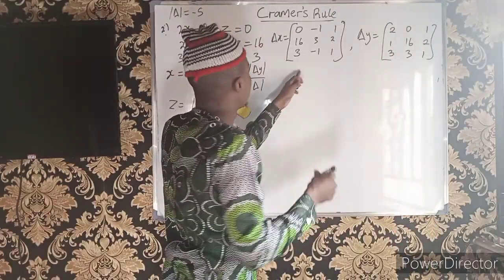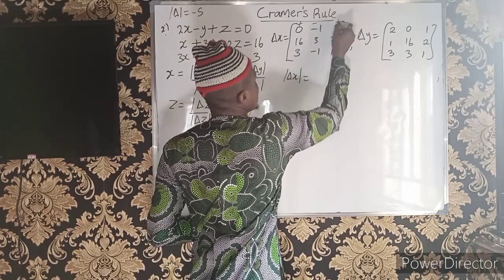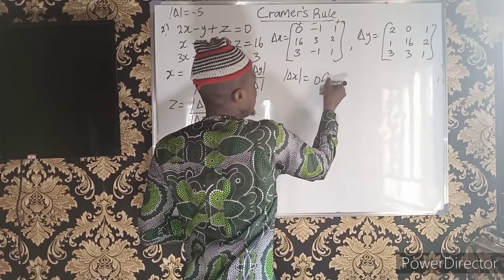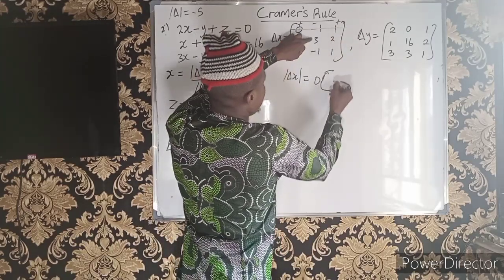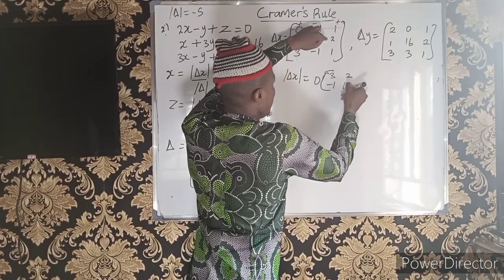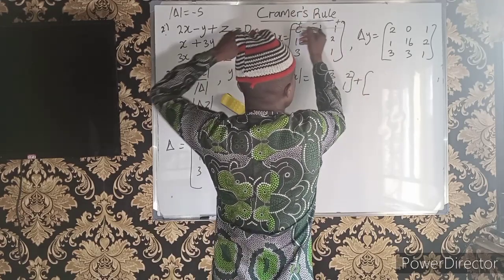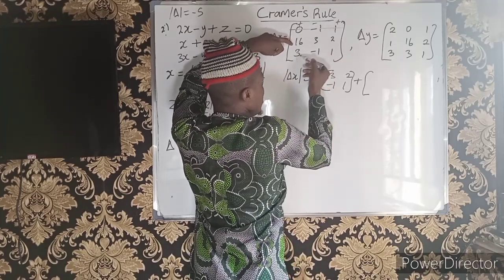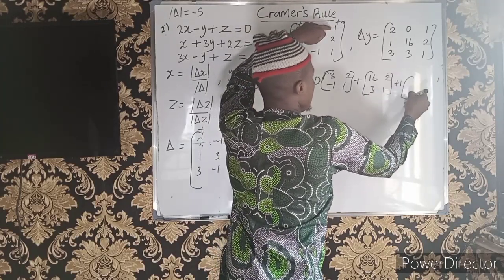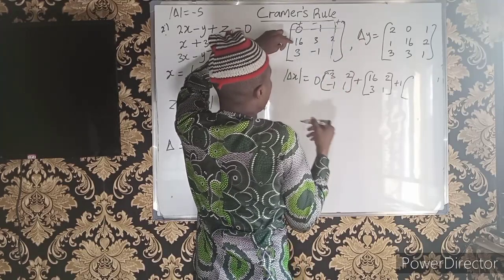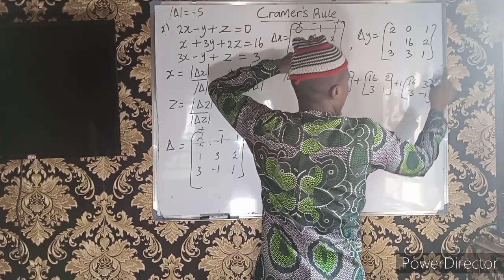So the determinant of change in x will now be put plus, minus, and plus. If I pick the first number, which is 0, I will delete everything in the same row and the same column with it. I'll be left with 3, 2, minus 1, and 1. Minus, minus turns to plus. If I delete the same row and the same column, I'll have 16, 2, 3 and 1. Plus 1 into, if I delete the same row and column, I'll have 16, 3, 3, and minus 1.